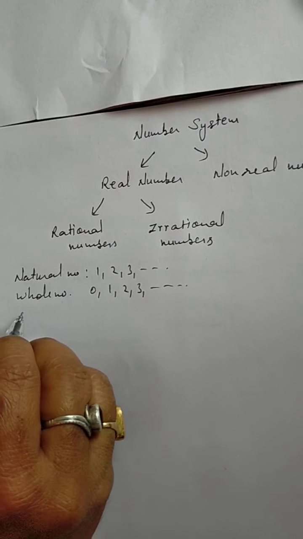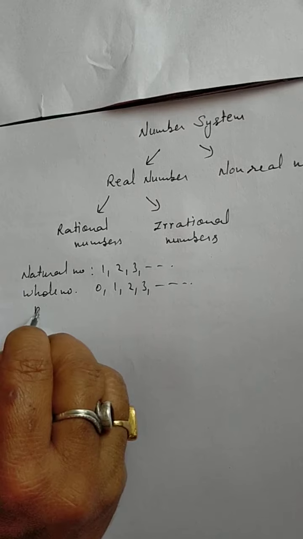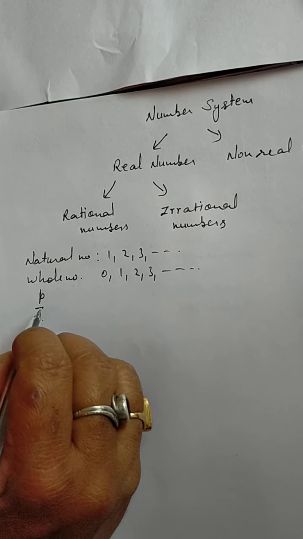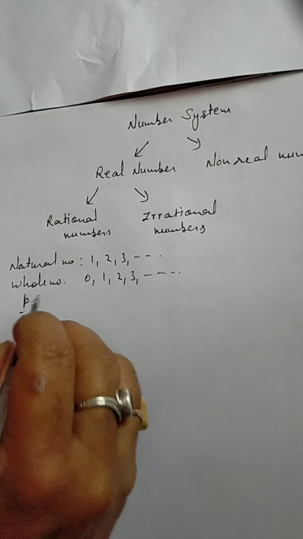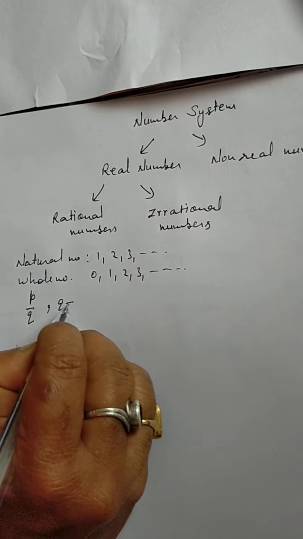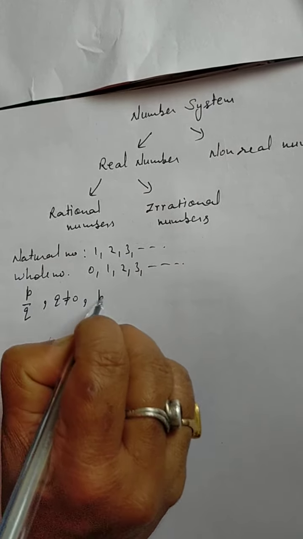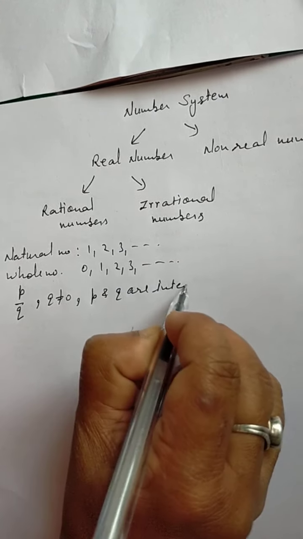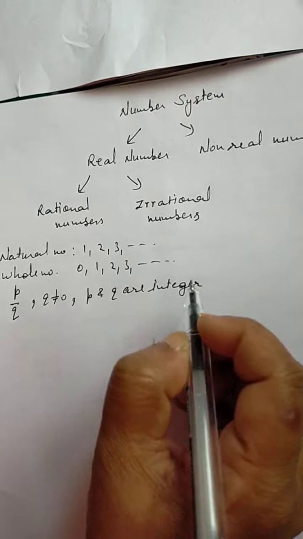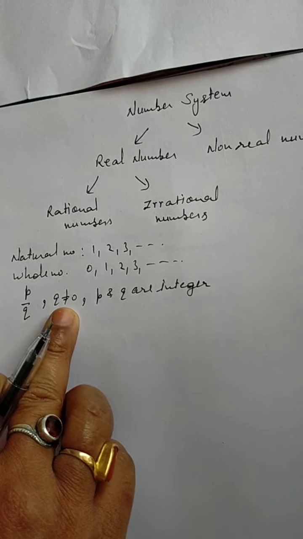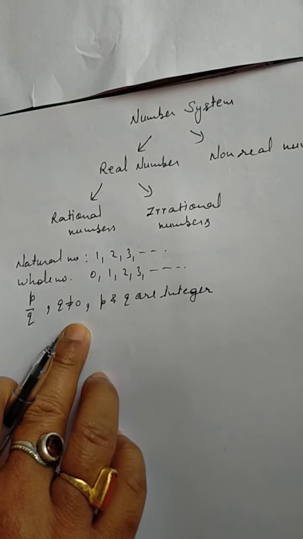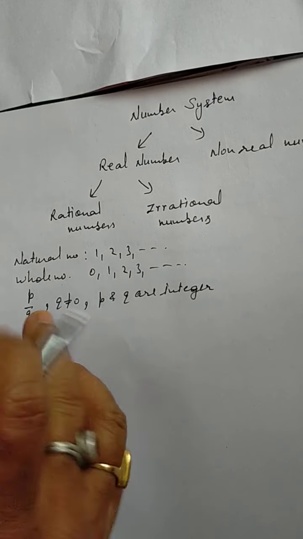Then rational numbers, the numbers which are in the form of p upon q. This is the definition of rational numbers, the numbers which are in the form of p by q, where q is not equal to 0 and p and q are integers. P and q are integers, they can be positive as well as negative, but q cannot be 0. P can be 0 but q cannot be 0. So this is the definition of rational numbers.